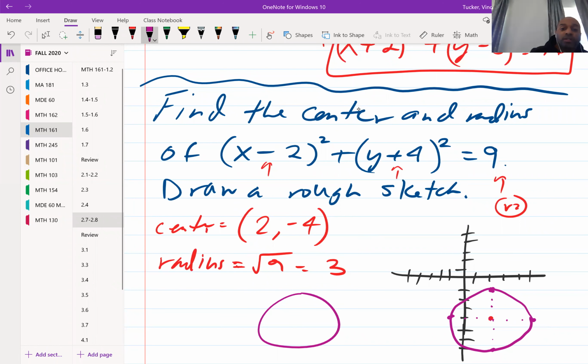That 3, of course, comes from your radius. So whatever your radius is, you're going that many units out to the right, left, up, and down. Just, like I said, to give you a rough sketch. And then you just draw your circle. All right. Problems with that?